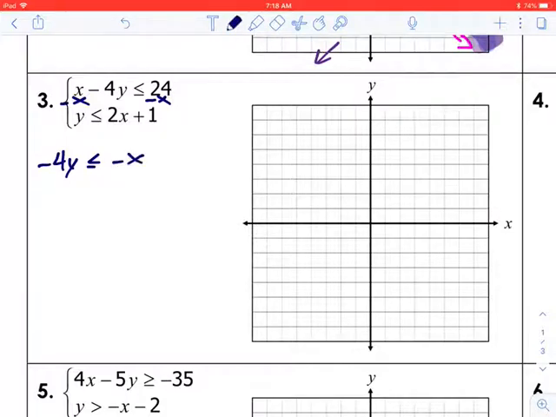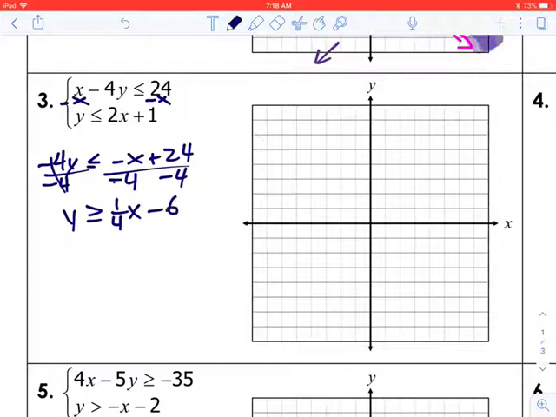Actually, we're going to go minus x first. So negative x plus 24. Then I divide by negative 4. Now remember, when you divide by a negative, you got to flip the sign. So flip that around the other way. That's positive 1 over 4x minus 6. And so there's my first one.